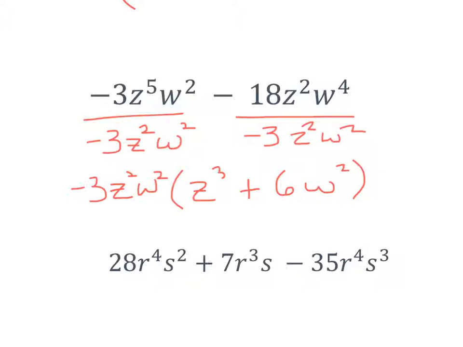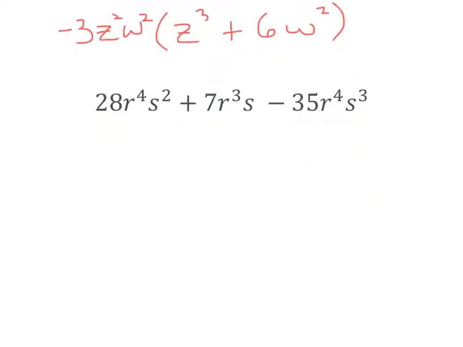Let's try the next example. I need to find the greatest common factor between 28, 7, and 35. So again, they're not all negative, so I'm just going to pull out a positive GCF, and that positive GCF is going to be 7. Now I'm going to check to see what letters they have in common. Notice all 3 terms have both an r and an s.